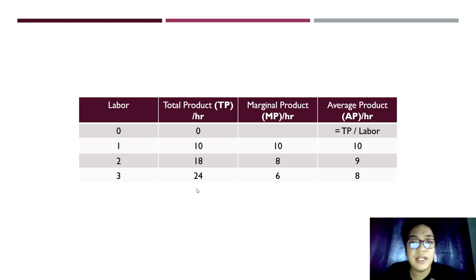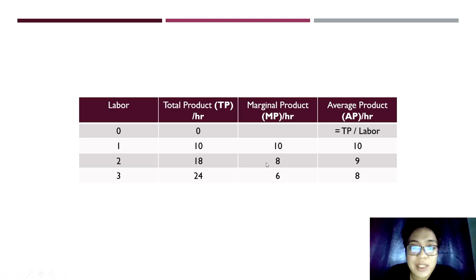So, in order for us to determine the marginal product, we just have to subtract the total product for the change in the total product. In this case, for example, we change to two laborers na tayo. They can produce 18 burgers. So, from 10 burgers, naging 18 burgers, the difference or the change is 8.